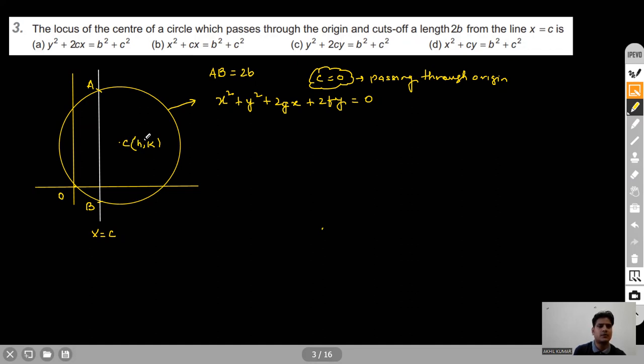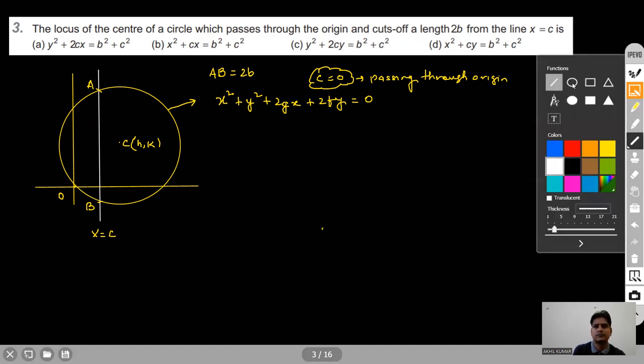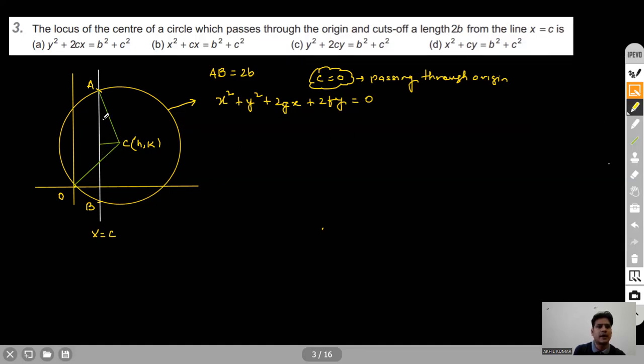Okay, so we can do one thing. Let me join this point A to our center, and this origin to the center. And let me drop one perpendicular also from here to AB. So what I have done: I have joined this point A to C, and C to O, and I have dropped one perpendicular to this AB. The perpendicular drawn from C to AB will bisect AB.